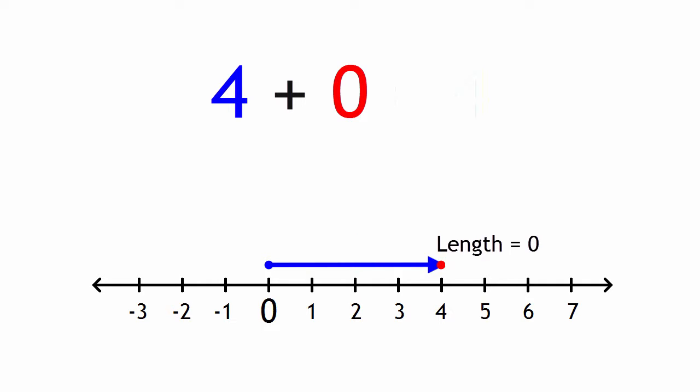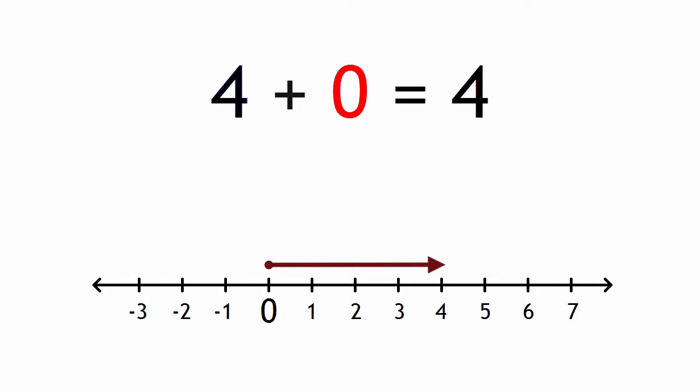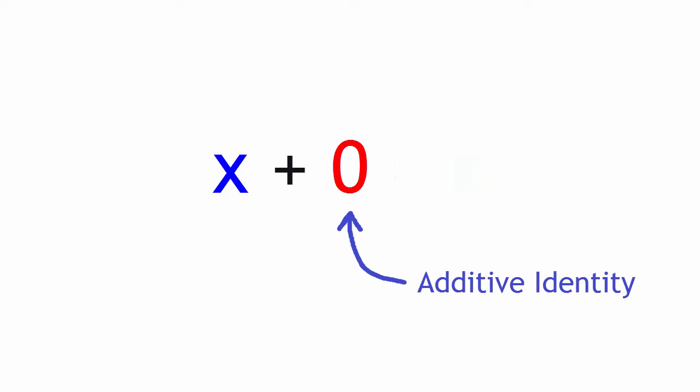So what's the new length of this arrow? As you can see, the new length of the arrow doesn't actually change. What it's saying is that 4 plus 0 will still remain as 4. And in fact, this is true for any case. You can add any number by 0 and you'll still get the original number. This 0 here is what we call the additive identity, which means that we can add 0 to any number and we'd still get that exact same number.